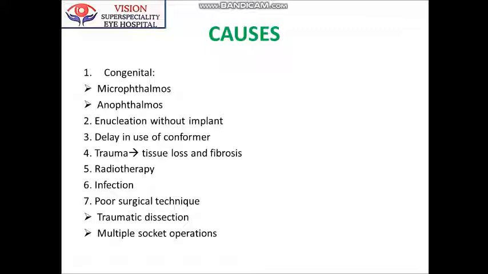Trauma. Extensive laceration of lids and orbital tissue loss causes fibrosis and contraction of socket. And injuries associated with acid or alkali can cause fibrosis. Post-radiotherapy, there occurs fibrosis which leads to contracted socket. Infection of socket or implant leads to sloughing of conjunctiva and shortening of fornices. Poor surgical technique like traumatic dissection within socket causes excessive scar tissue formation. Also, multiple socket operations can lead to contracted socket.